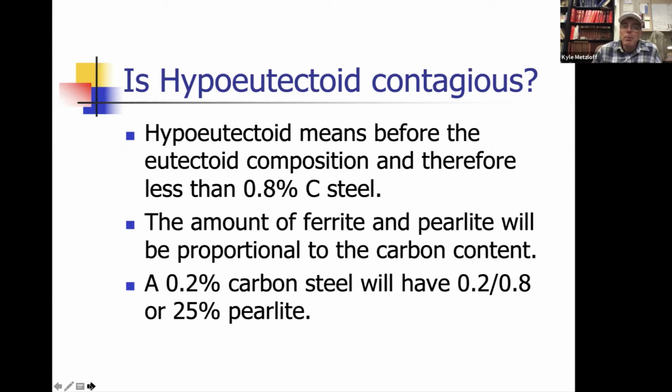So hypoeutectoid is just a fancy word for saying below 0.8%, at least in this case. It's that little V where the diagram comes down. There are eutectoid reactions in other metals, in other phase diagrams, but the eutectoid for iron happens at 0.8% carbon.